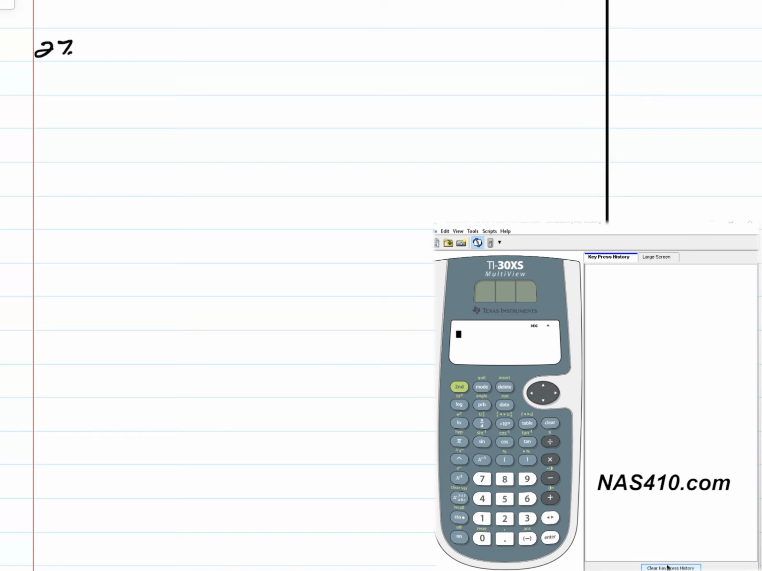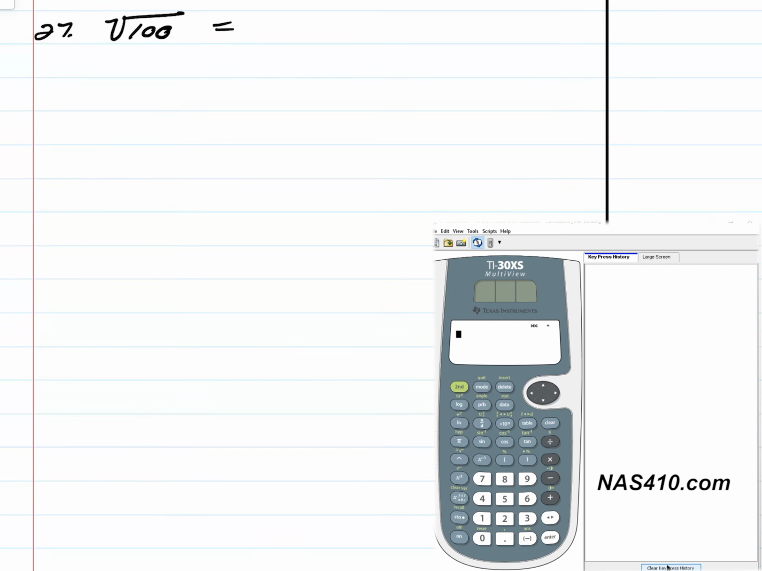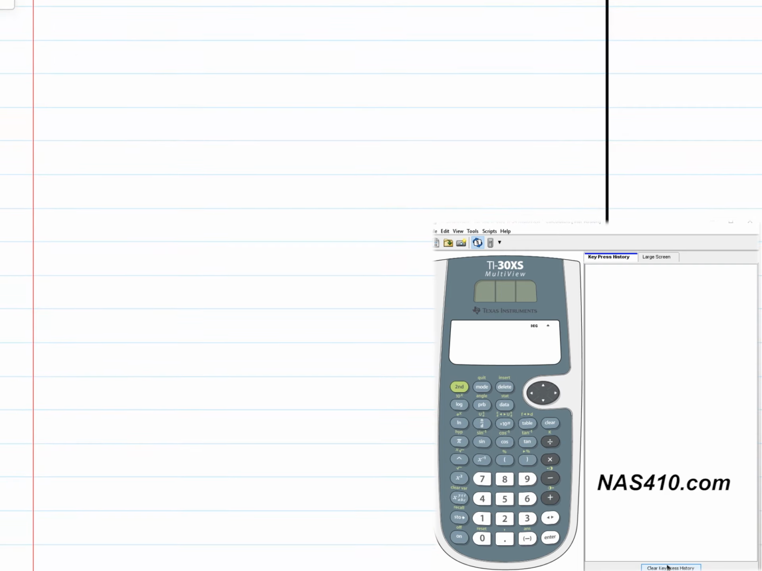Okay, number 27 is asking us for the square root of 100. What number multiplied by itself equals 100? Okay, and so the answer is 10, because 10 times 10 is 100.